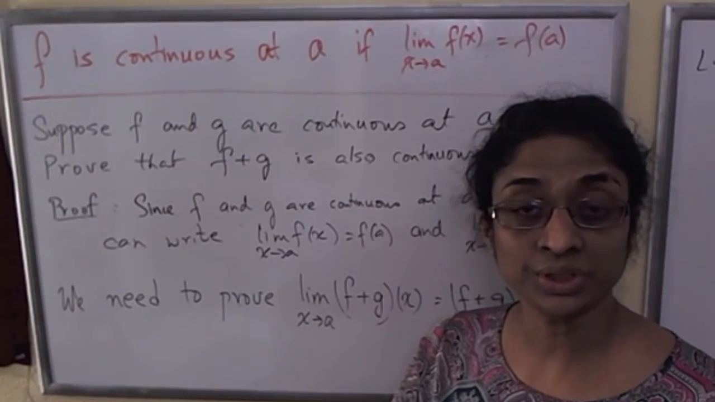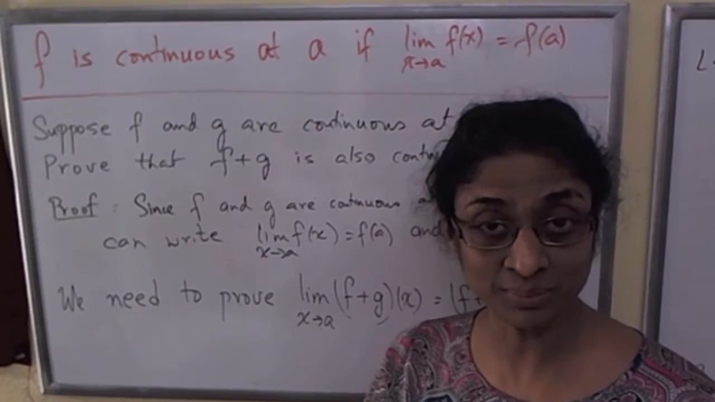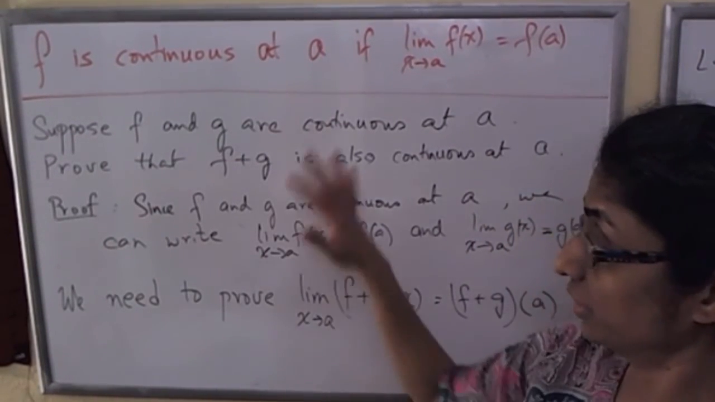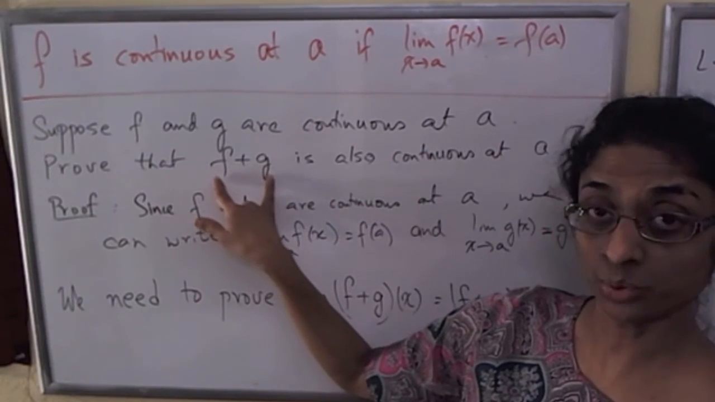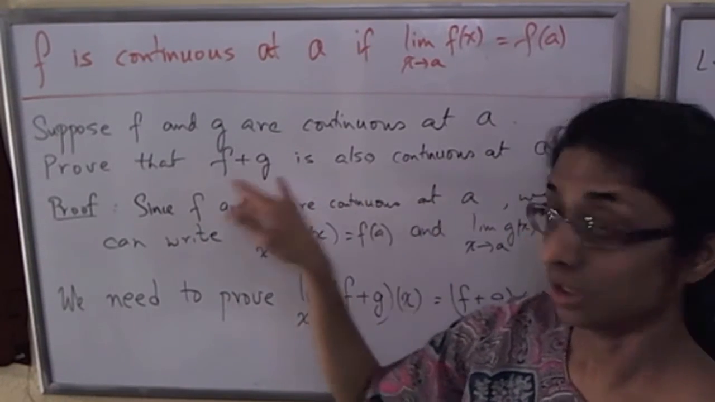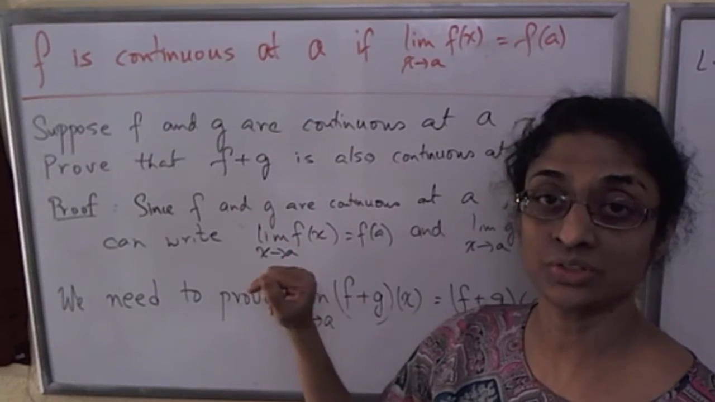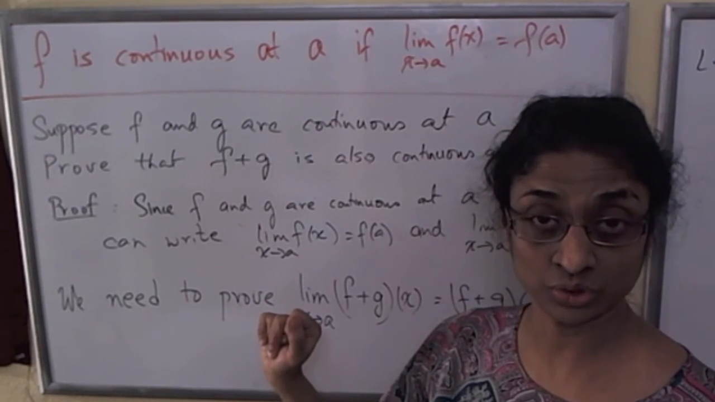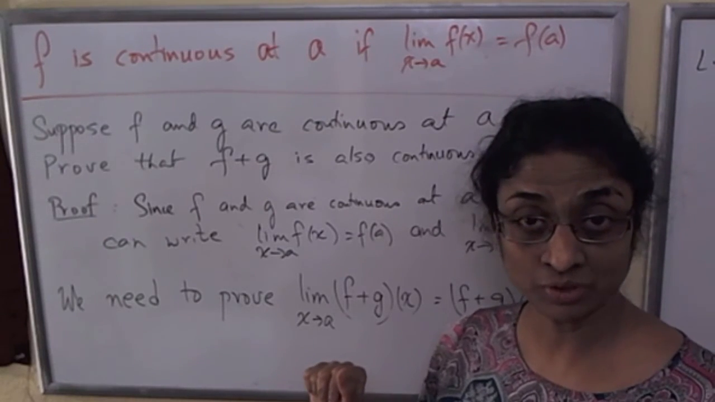Now we can prove the other statements for continuous functions in the same manner. So in other words, if you imitate the same procedure, you can prove that f minus g is continuous at a, the product of two functions is continuous, and also f over g is continuous where g of a is not equal to 0. Very similar procedure, you can do that. So I'm not going to prove that today.